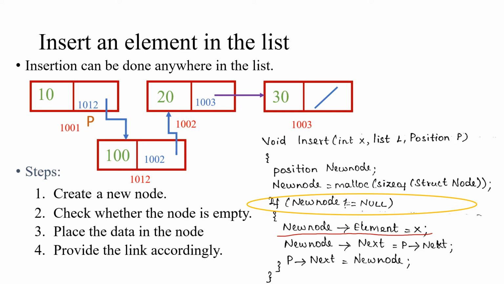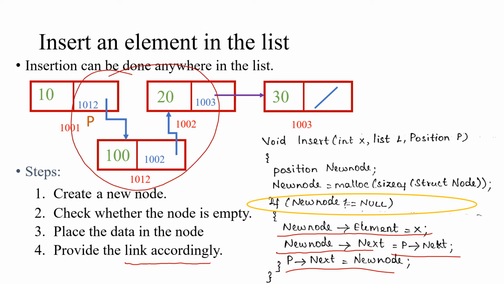After inserting the data, what is the next step? To provide the link, right? For providing the link, you assign new node's next equal to P's next, and P's next equal to new node. This process is what we have done over here. This is how we insert new data in your single linked list.